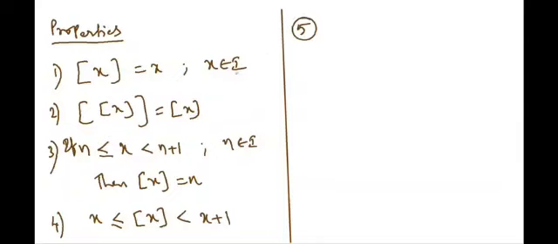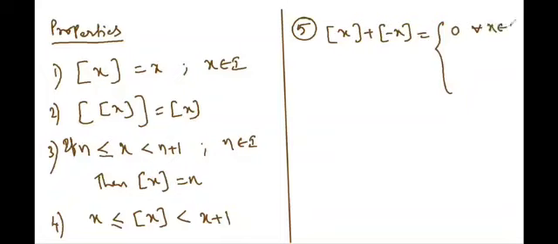Fifth one is step x plus step of minus x. If you observe, its value is 0 whenever x is an integer, and its value is minus 1 whenever x is not an integer. You give some examples and understand that. Whenever x is not an integer, then it is minus 1.